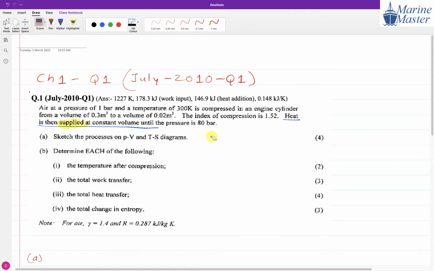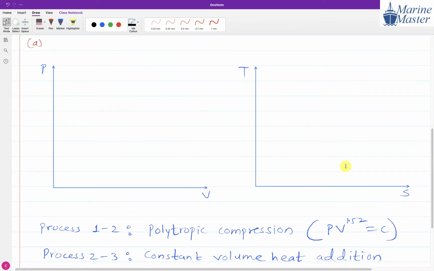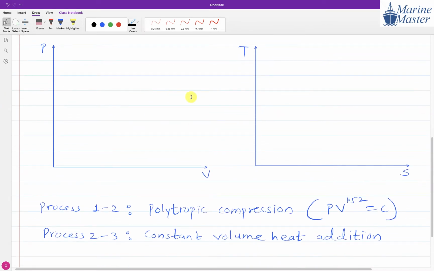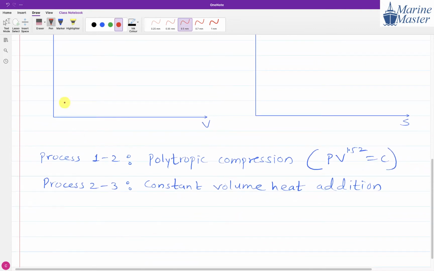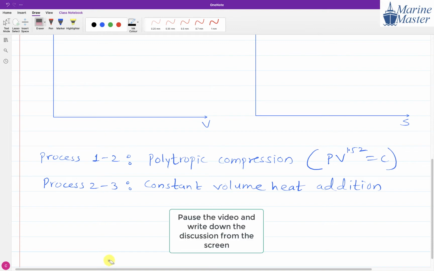So before going further, what are we going to do? We have not drawn the PV and TS diagram completely. After the diagram, just leave 1 or 2 lines, don't try to save space, and after the 1 or 2 lines, write down the names of the processes: process 1 to 2, polytropic compression, and process 2 to 3, constant volume heat addition. Please everyone add the names of the processes.